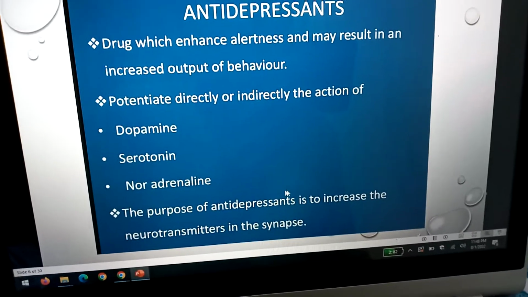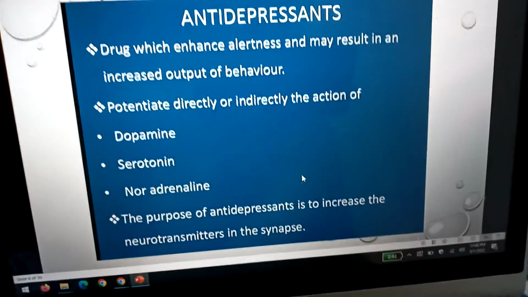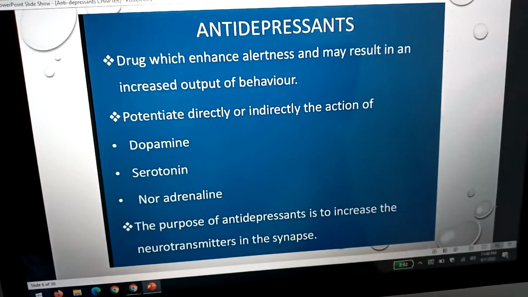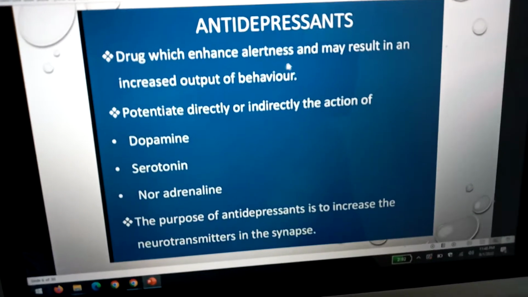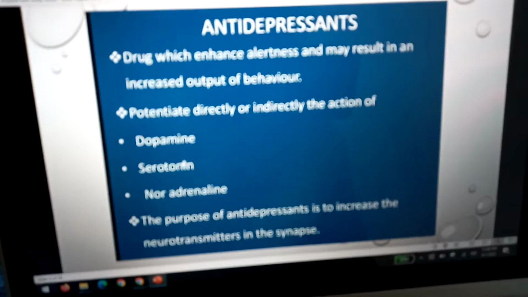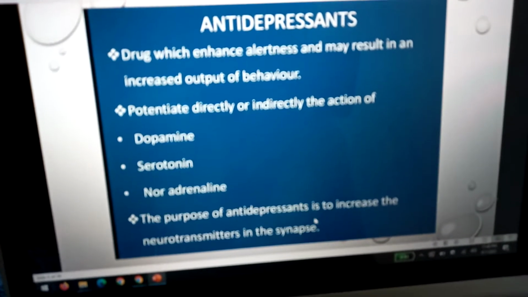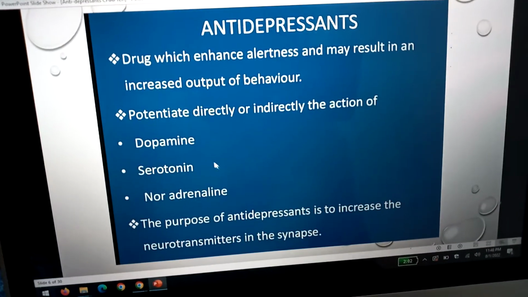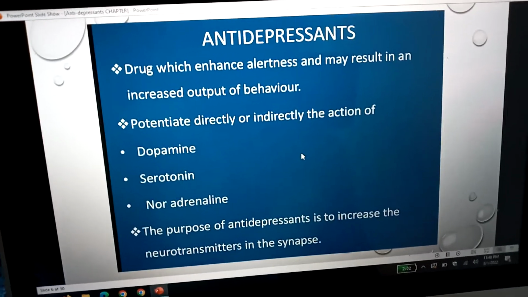What is synapse? Synapse is basically the gap between the two neurons. So when antidepressant drugs are given, they increase the level of dopamine, serotonin, and noradrenaline in the synapse. So the neurons may be having such chemicals, so the mood swings or the depressed state may be reduced.